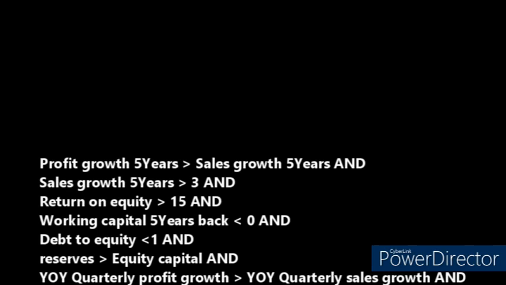Profit growth 5 years more than sales growth 5 years, and sales growth 5 years is more than 3, return on equity more than 15, working capital 5 year back less than 0, net equity less than 1, reserves greater than equity capital, year on year quarterly profit growth is greater than year on year quarterly sales growth. Okay.